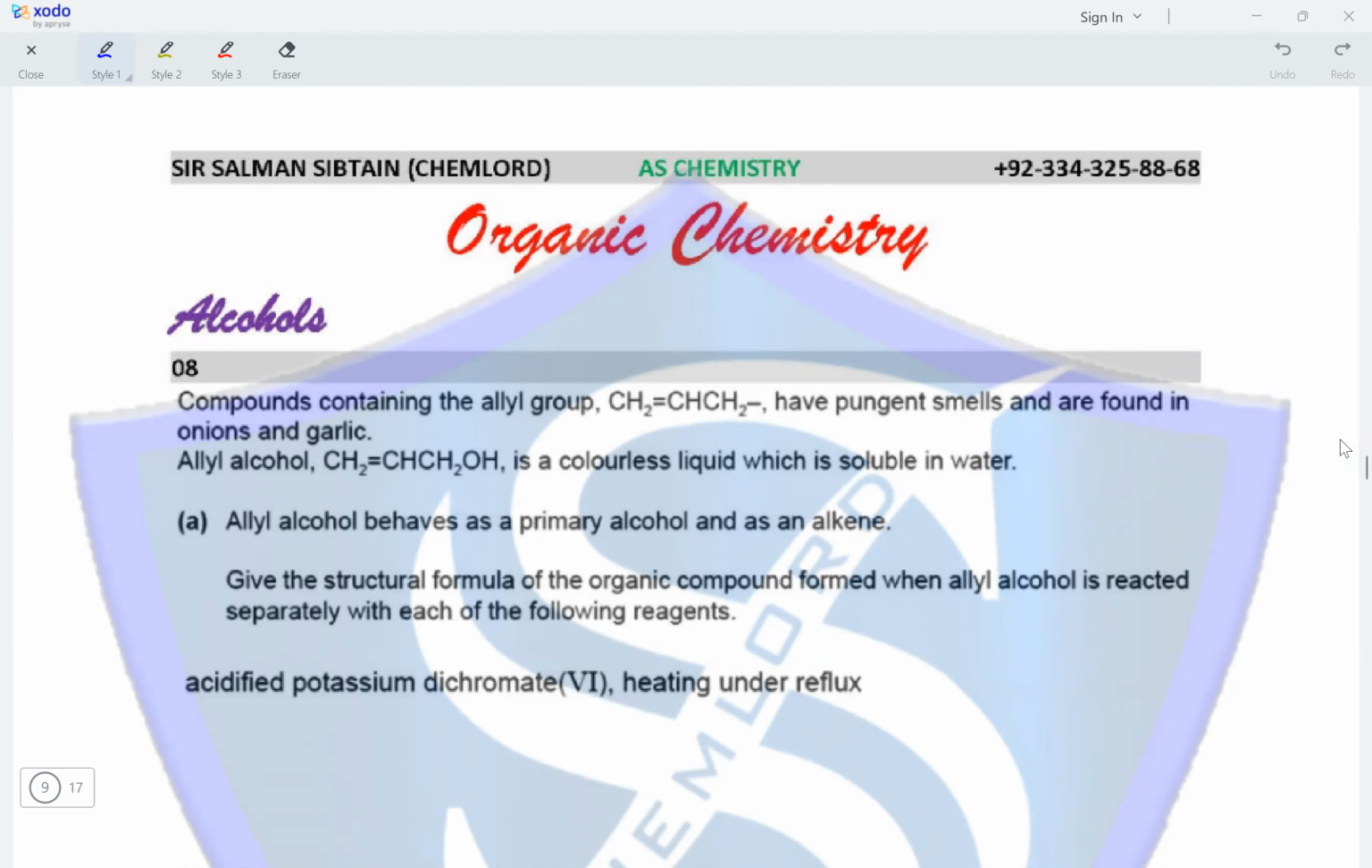And we have reaction with acidified potassium dichromate and heating under reflux. So if we are using acidified potassium dichromate, it is a mild oxidizing agent which would oxidize the primary alcohol into an aldehyde, and the aldehyde that is formed will further be oxidized into a carboxylic acid. So the product formed would be CH2 double bonded to a CH group, which is single bonded to a COOH group, because CH2OH being a primary alcohol group ends up being completely oxidized to a carboxylic acid.